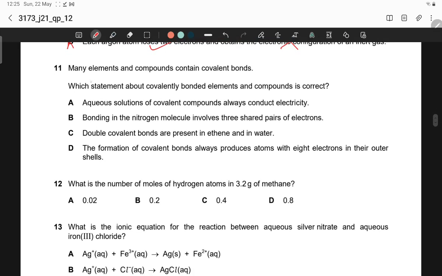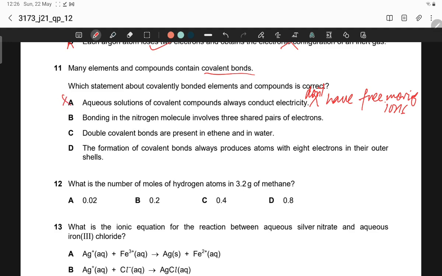Question number 11. Many elements and compounds contain covalent bonds. Which statement about covalently bonded elements and compounds is correct? Aqueous solutions of covalent compounds always conduct electricity. This is incorrect. Covalent compounds do not conduct electricity because they do not dissociate into ions; they don't have free moving ions, so it is incorrect.